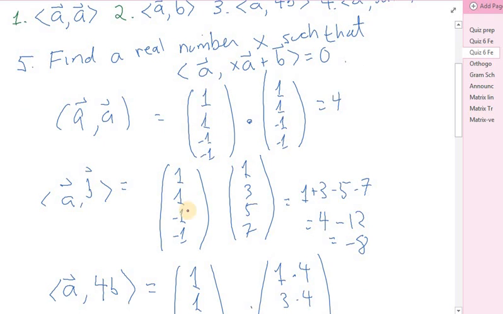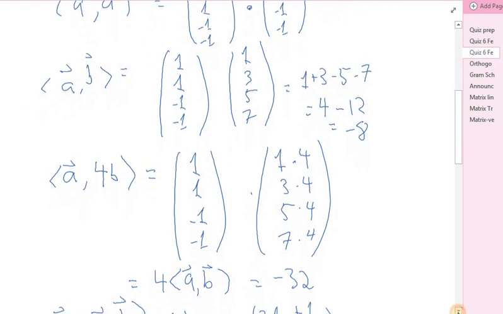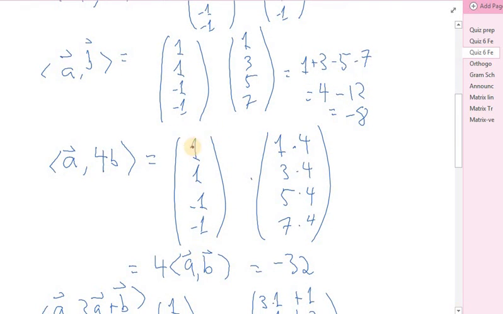1 times 1 plus 1 times 3 plus minus 1 times 5 plus minus 1 times 7, you get the result of minus 8. Now, this one gets a little more interesting. A with 4B. Here I wrote the components of A, here I wrote the components of 4B. Now notice that each component of 4B has a 4.